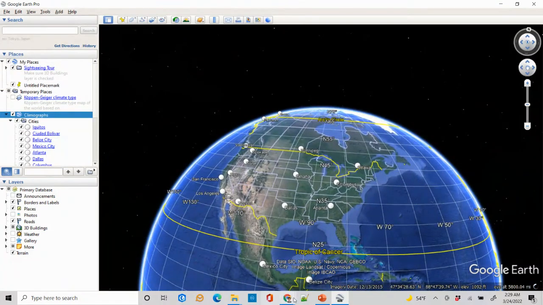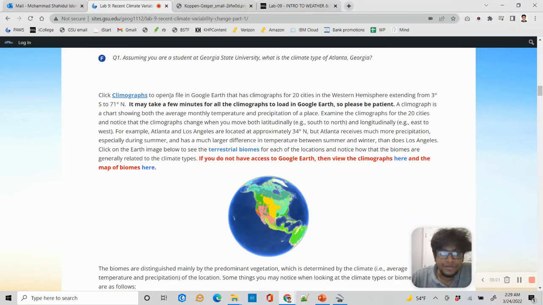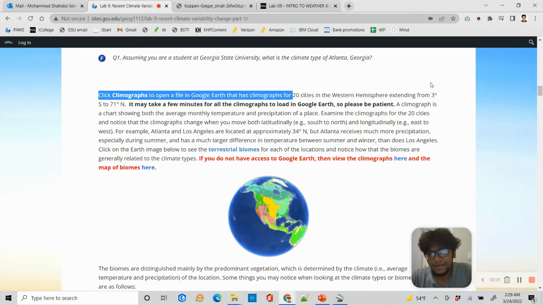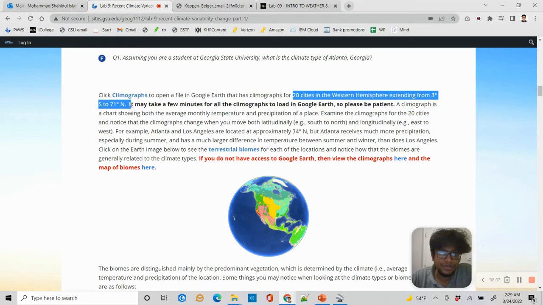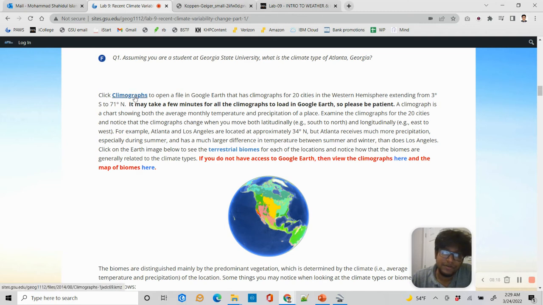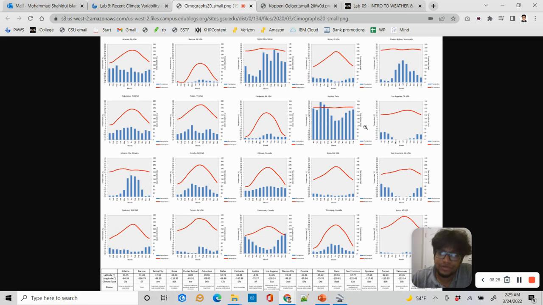So what is the question? Let me see. Open Google Earth for the 20 cities in the western hemisphere extending from 3 degrees south to 71 degrees north. For your information, sometimes this Google Earth file doesn't load. So if it doesn't load here, you can go directly from here. You just need to analyze this graph.